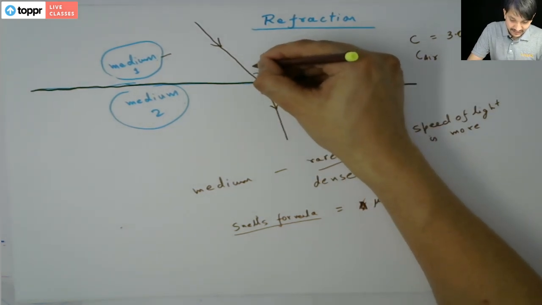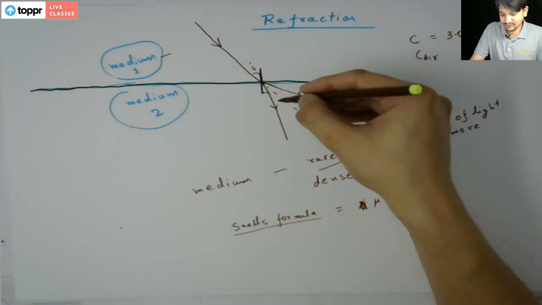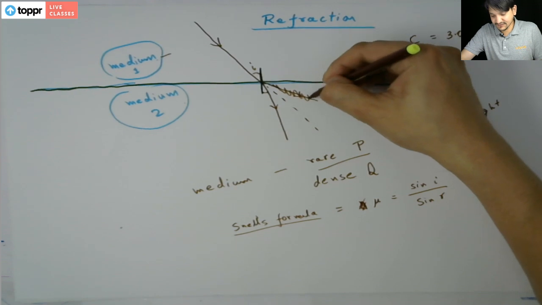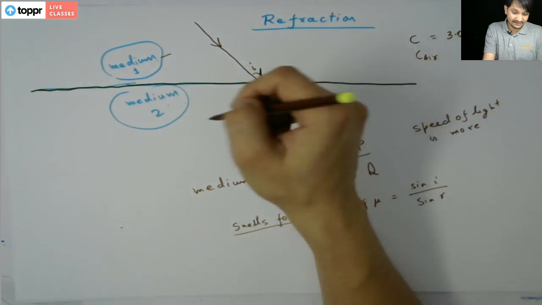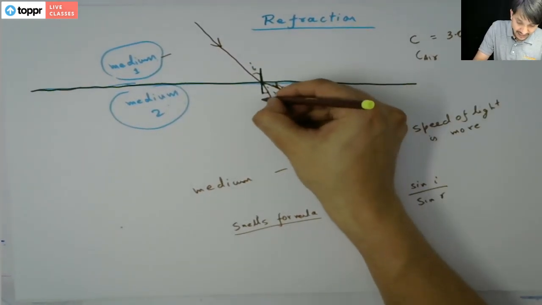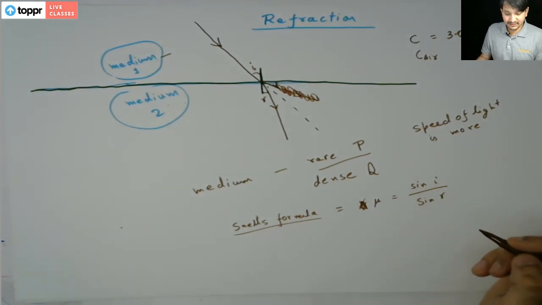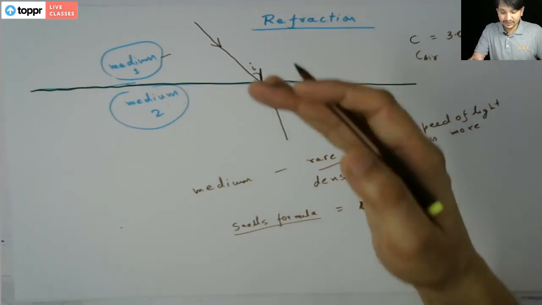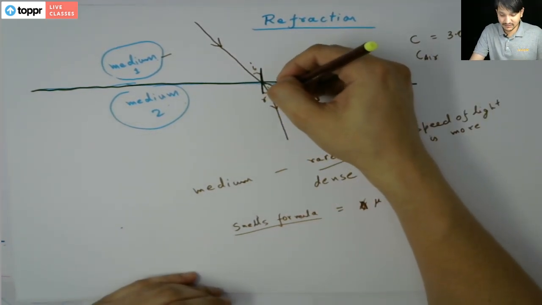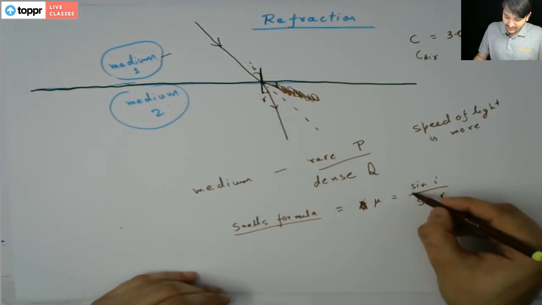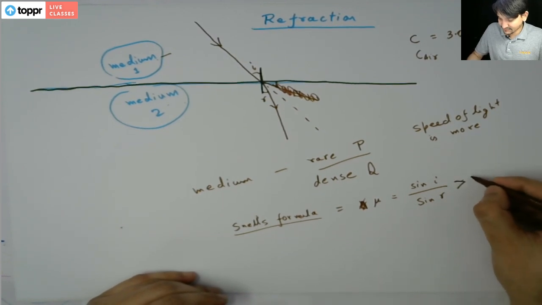Sine i, here i is the angle of incidence, and r is the angle of refraction. I'm not considering this ray, remove it. I'm considering medium 2 to be quite denser as compared to medium 1. So i is more than r, because this ray has bent towards the normal, so r is the smaller angle here. So sine i by sine r would have some value greater than 1.